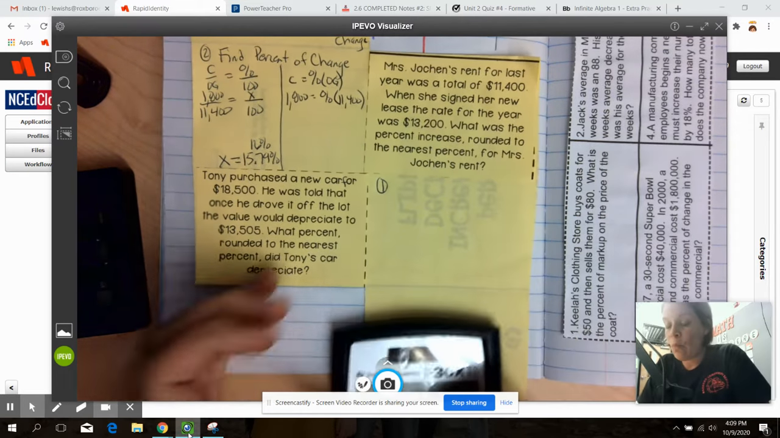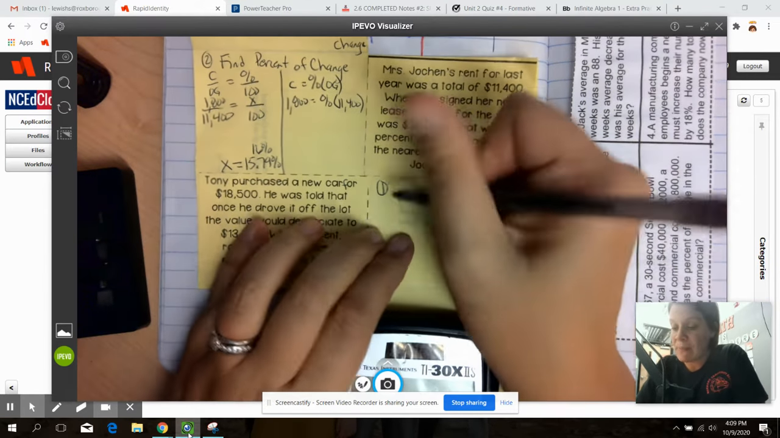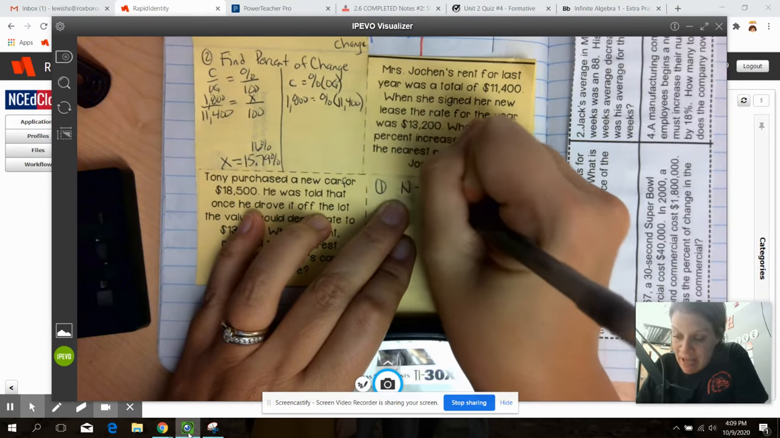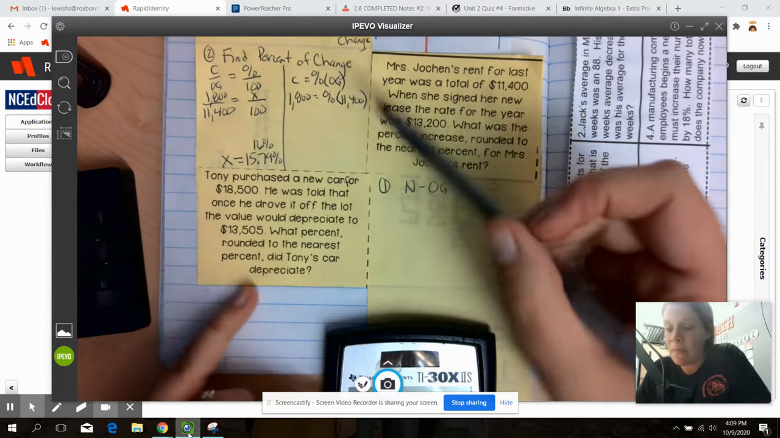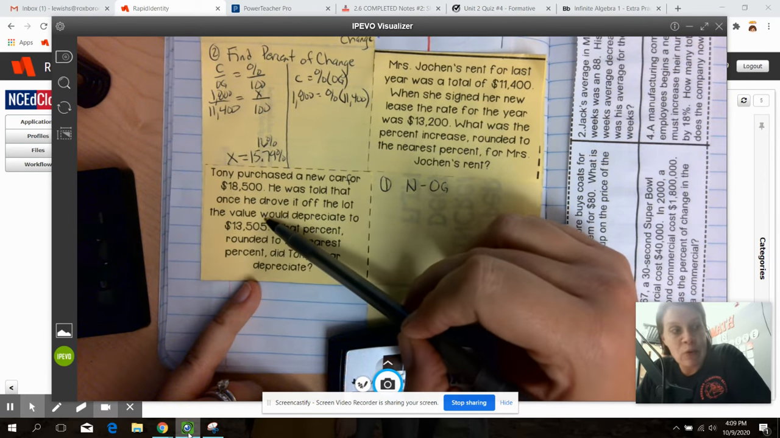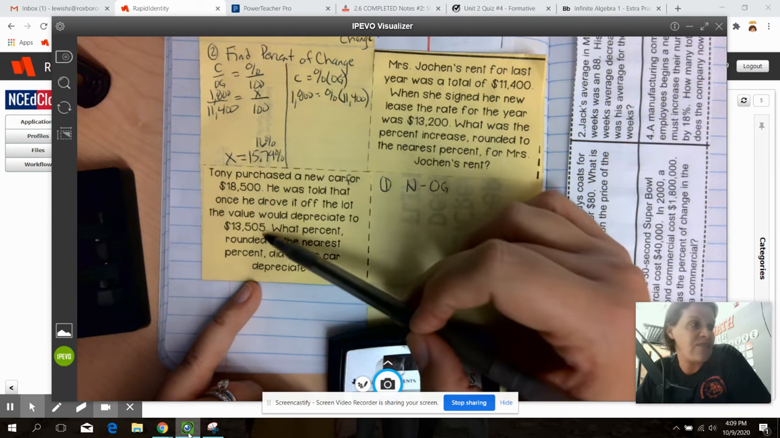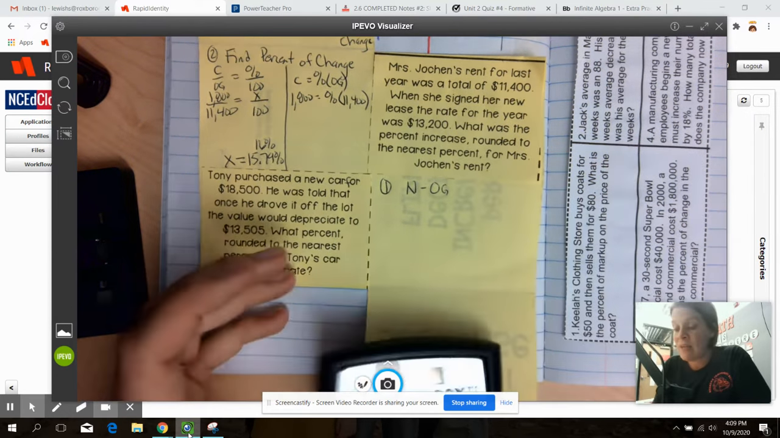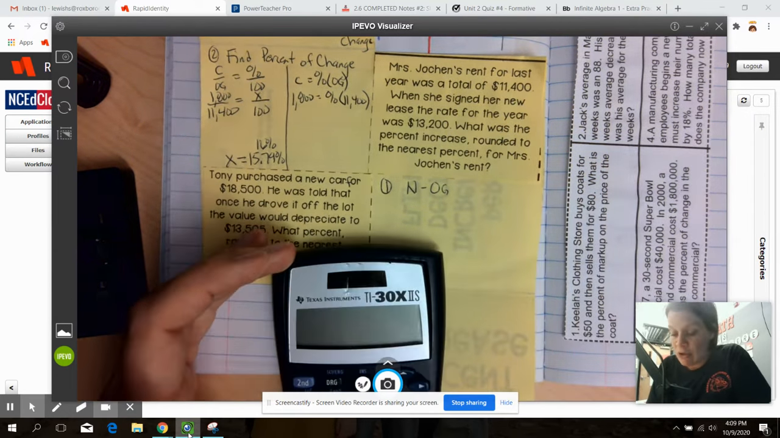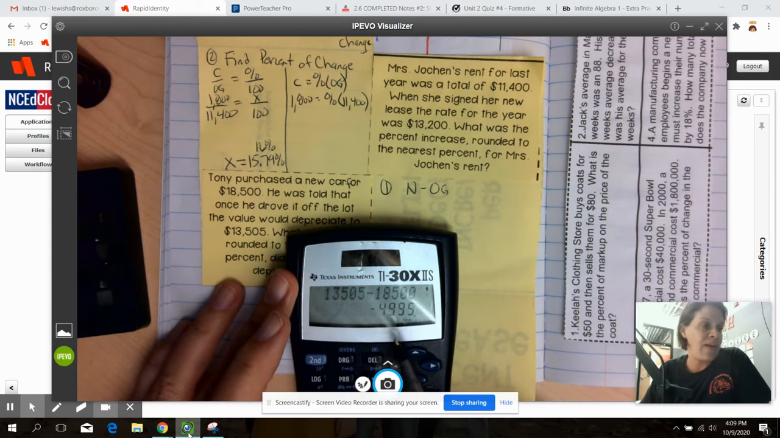I can show you really quick. We know that the change is going to be the new minus the original. Okay, that's what we're supposed to do. The new here will be that 13,505. The original will be 18,500. Now, I'm going to show you what's going to happen there. If I do 13,505, and we have not talked about this very much this year yet, and subtract 18,500, your answer is going to be a negative 4,995.